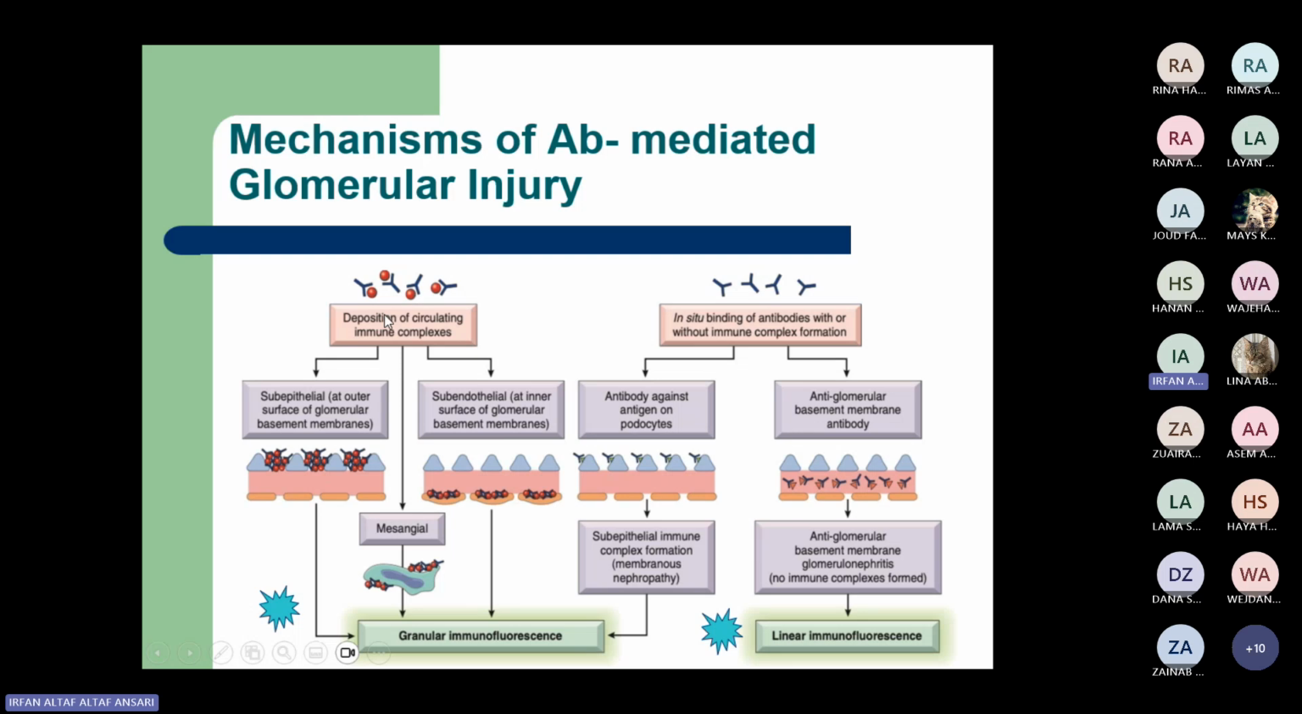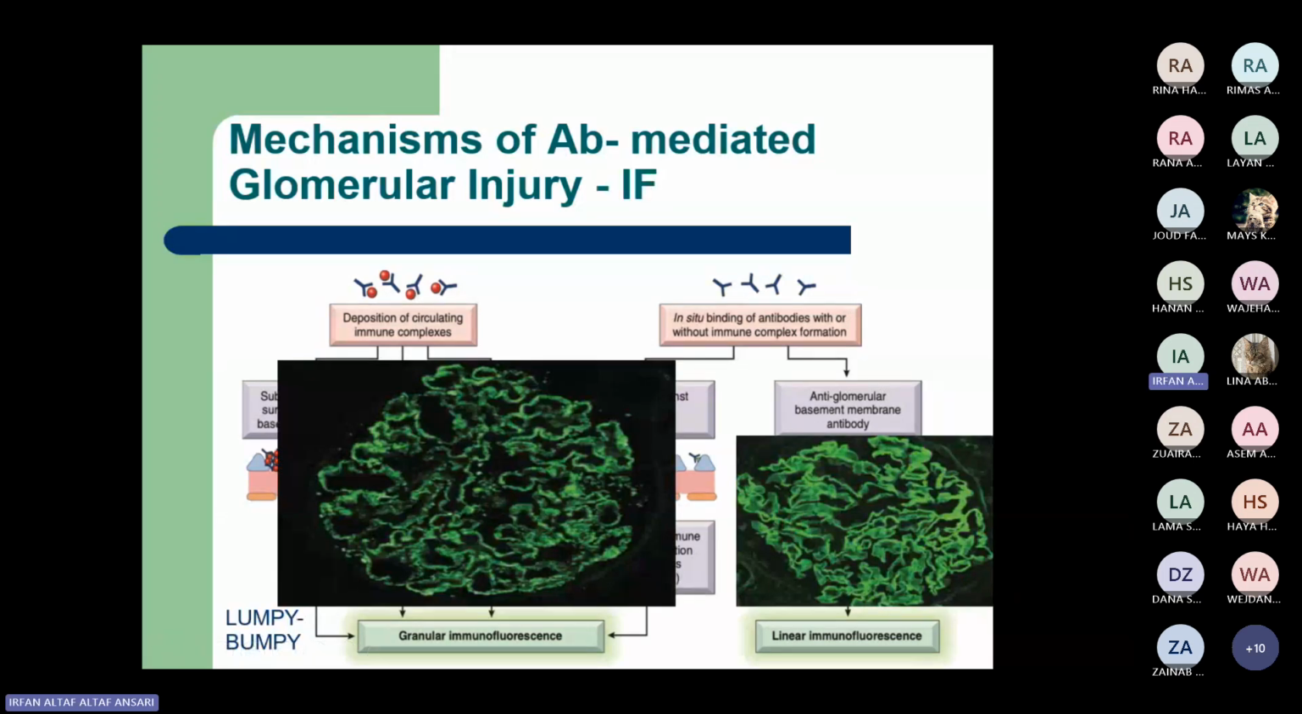So you have circulating immune complexes. They can be subepithelial or subendothelial. Okay, they can be found below the endothelium, or above the basement membrane below the epithelium, or they may also bind to the mesangial cell or mesangial matrix. So this is what you see: granular immunofluorescence when you have the antigen antibody complex, while when you have anti-glomerular basement membrane antibodies binding directly to the basement membrane, you see linear immunofluorescence. Immunofluorescence has made it very easy to diagnose the specific glomerulonephritis, and once we diagnose specifically, we can initiate the treatment accordingly.